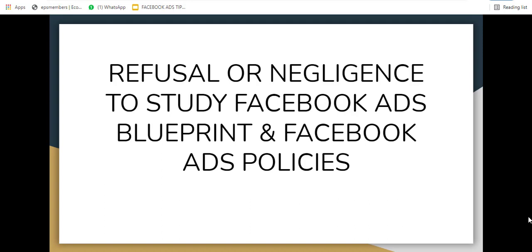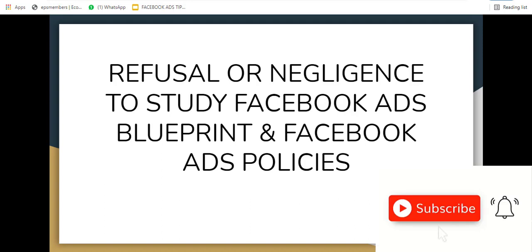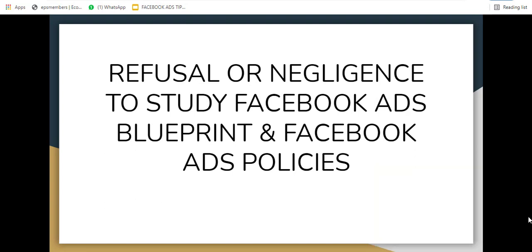So in today's tips, talking about Facebook advert tips with Oludele Atunishi. The basic thing you need to know, if you must run successful advert on Facebook, is to give attention to studying Facebook ad policy and also Facebook ad blueprint. Now let me navigate to the page dedicated to Facebook ad blueprint and Facebook ad policy.